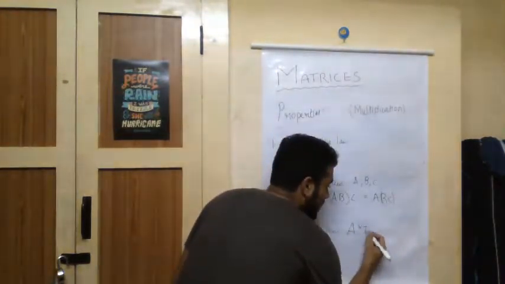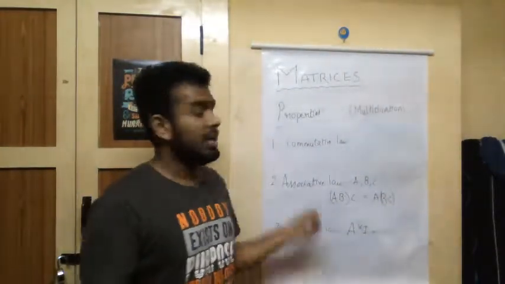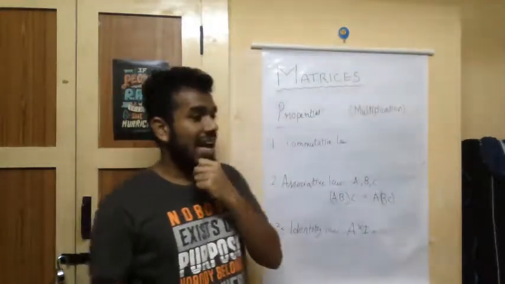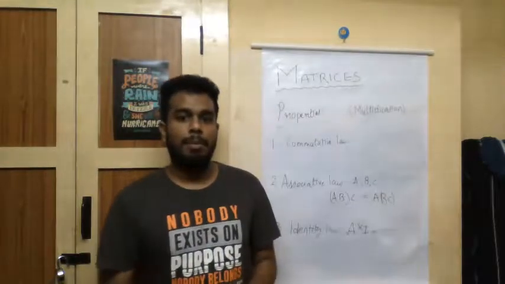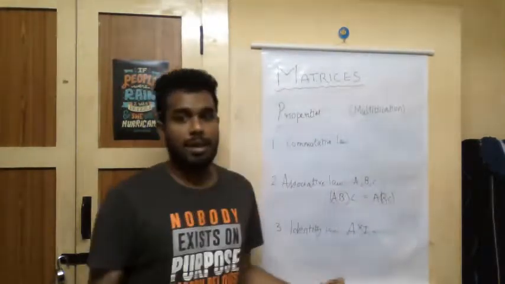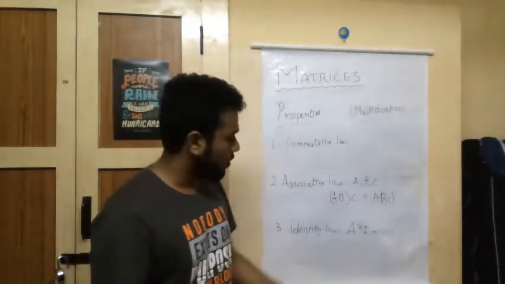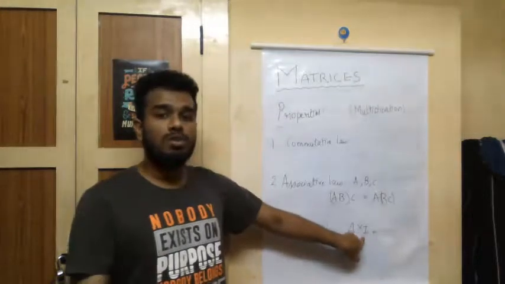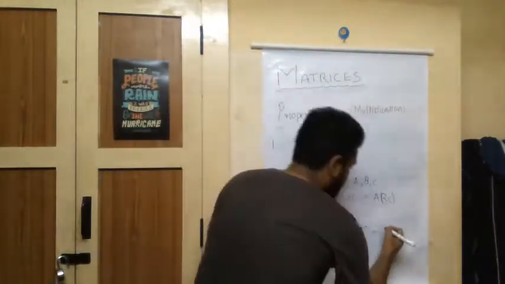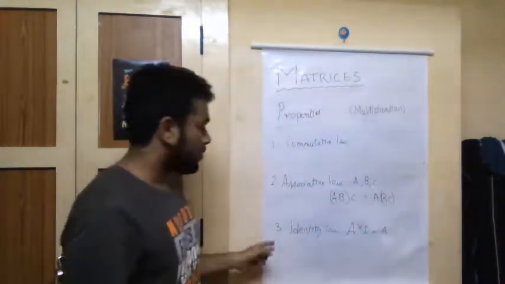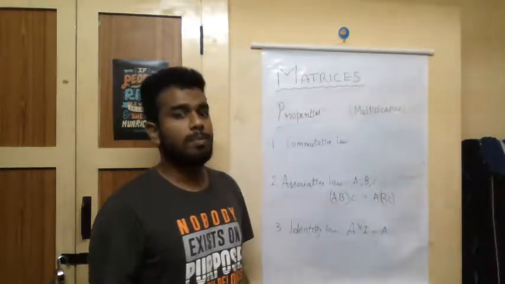So A into I, again, I will assume the order of A, and obviously A should be a square matrix. The thing with multiplication is that the multiplicative identity is very limited and restrictive, because here A has to be a square matrix, because the identity matrix is a square matrix. We cannot get a non-square identity matrix. So I will assume the order of A and turn it into a corresponding square matrix, and A into I is obviously A. So that's the identity law, and that's all about the properties with respect to multiplication.